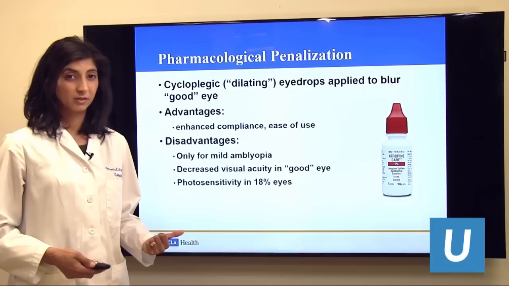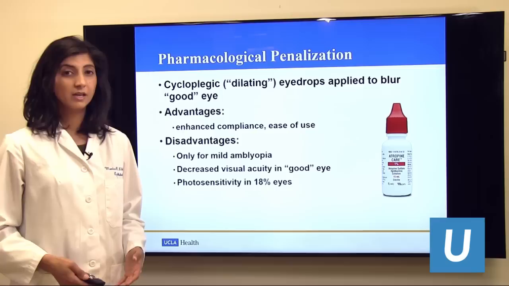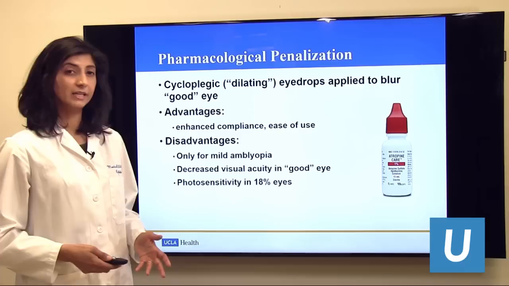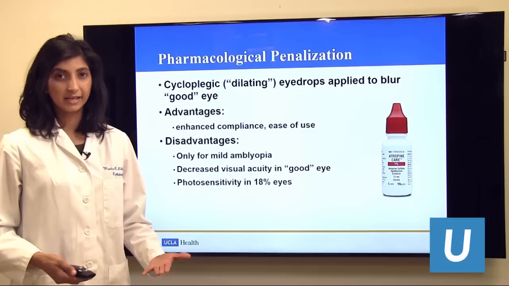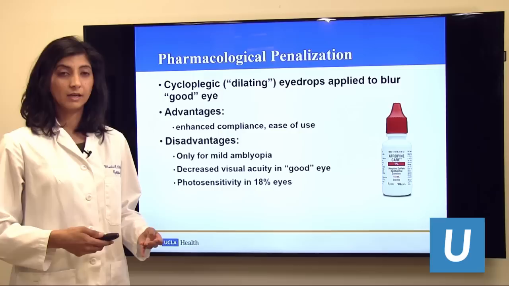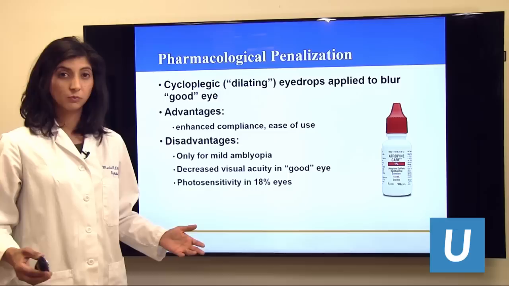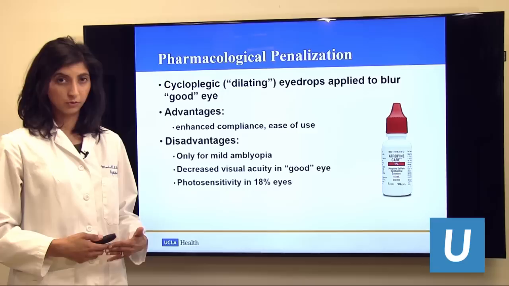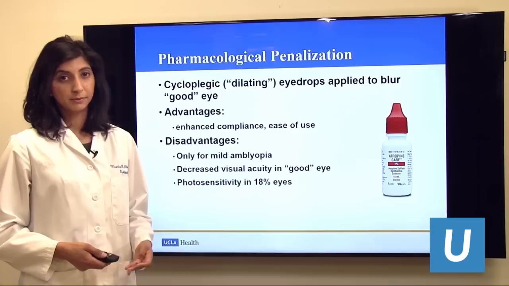However, the important thing to remember though is that not every patient is a candidate for pharmacological penalization. It's really only of use for patients who have milder degrees of amblyopia and also for patients who have specific types of refractive error. The other thing is that with patching, once the patient removes that patch, once they're done with their 2 hours a day, their good eye goes back to the normal visual acuity. However, with the eye drops, what occurs is during the length of duration of treatment, which can sometimes last several months, that good eye will always have a decreased visual acuity. And again, because that eye will be dilated, some of these patients will also experience photosensitivity.